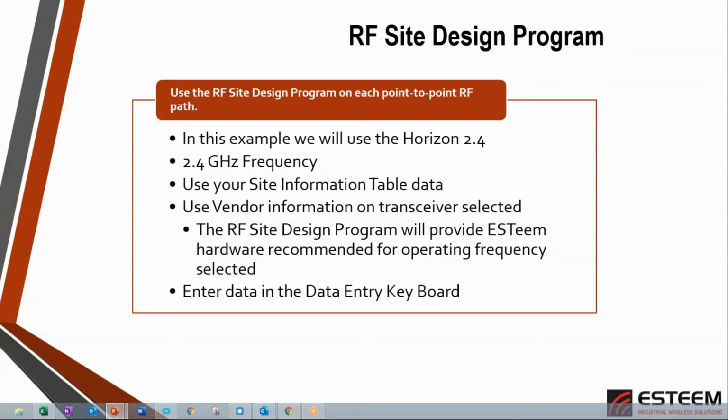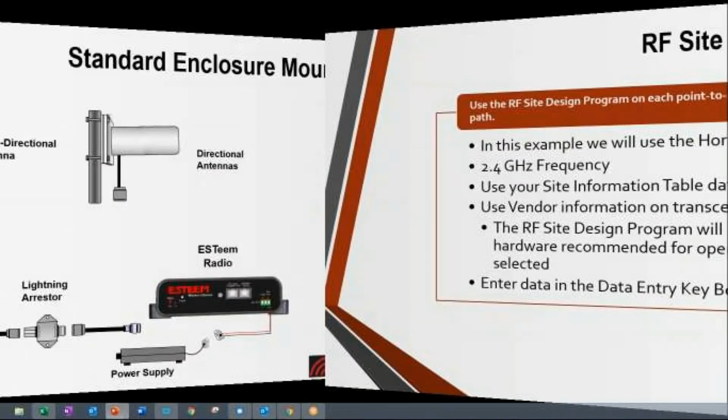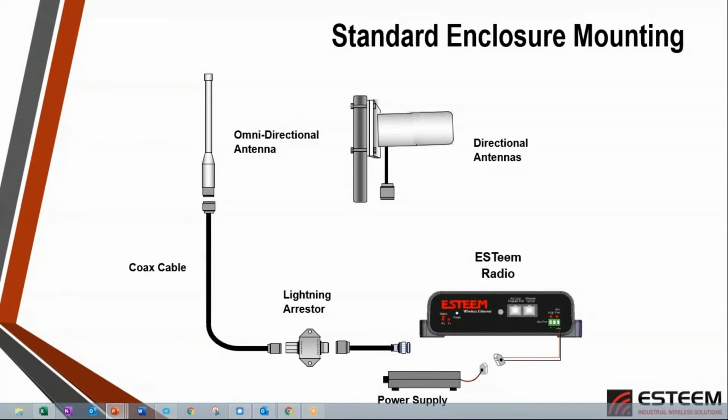There are 2 different ways that we could mount the Horizon 2.4. We could use what we call a standard enclosure mount, to where the radio is actually mounted inside of the control cabinet. We then have an antenna that runs into a lightning arrestor. We have a length of coax cable up to our antenna.